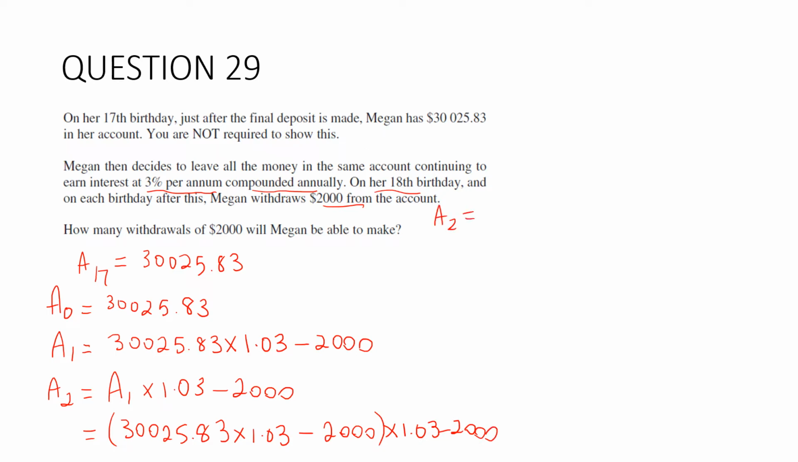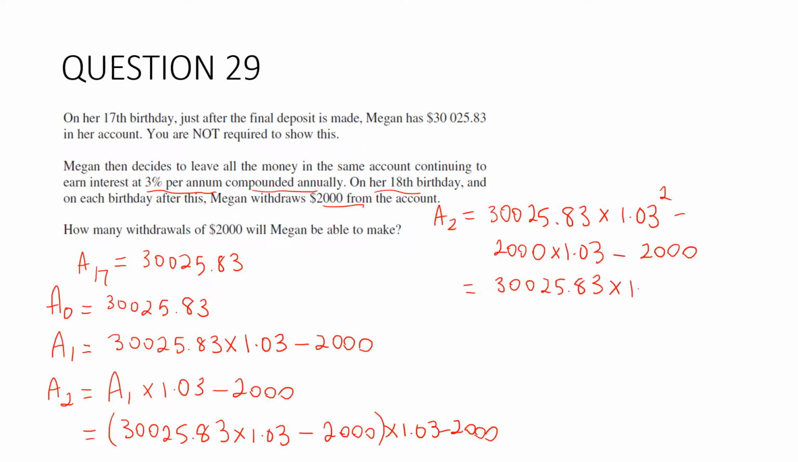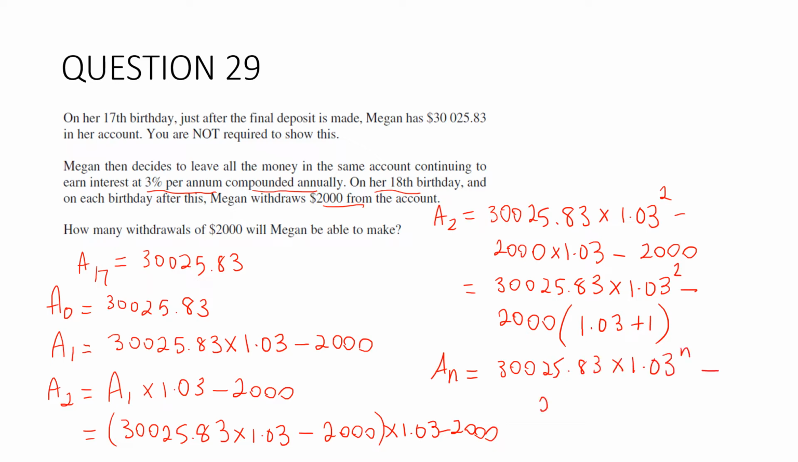So A2 is equal to, let's just expand that out, 30,025.83 times 1.03 squared, take 2,000 times 1.03, take 2,000. And I'm just going to factorize that last little bit so that we can see what the pattern is. So let's predict what An is. It's going to be 30,025.83 times 1.03 to the power of n, take away 2,000, 1.03 n minus 1 plus 1.03 then minus 2 plus dot dot dot plus 1.